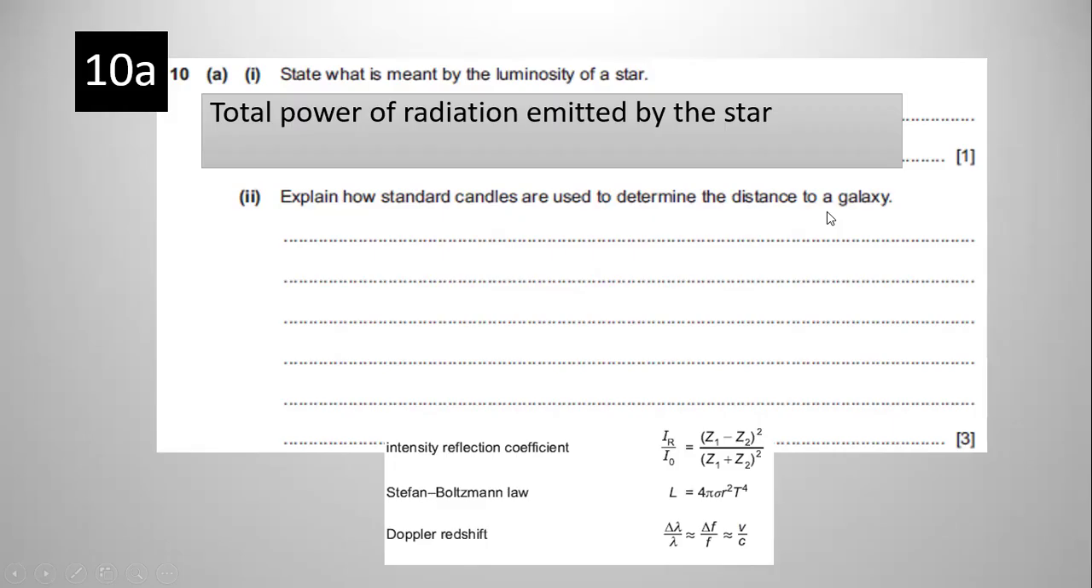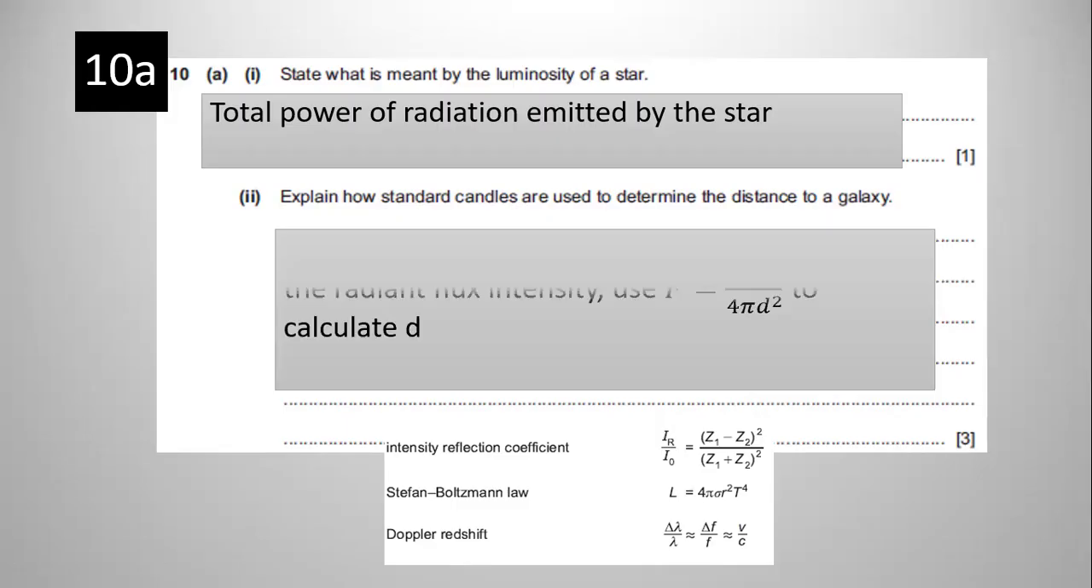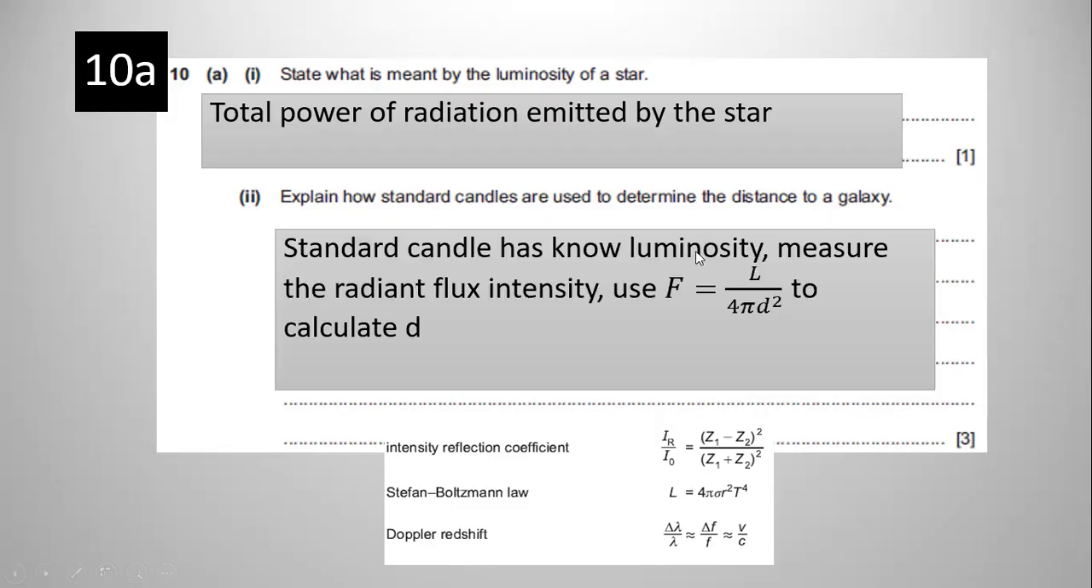By measuring the radiant flux intensity and using the formula. First, the standard candle has known luminosity. Right? L is known. Measure the radiant flux intensity, measure F. Both are known: L is known, F is measured on Earth. Then we can calculate D. Okay.